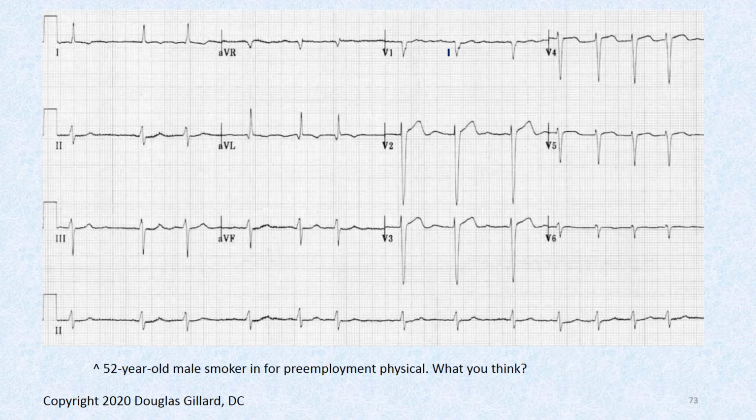They're irregularly irregular. A 52-year-old smoker is in for a pre-appointment screening. He has no complaints. What do you think?